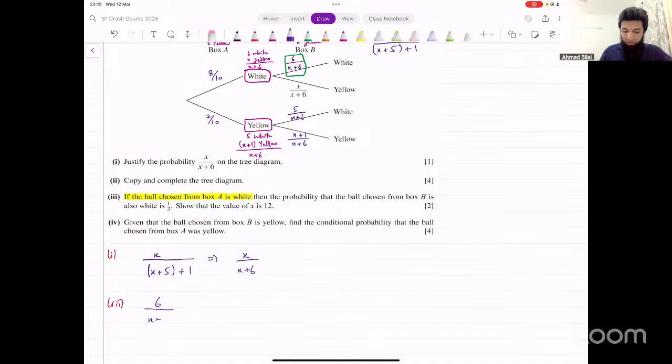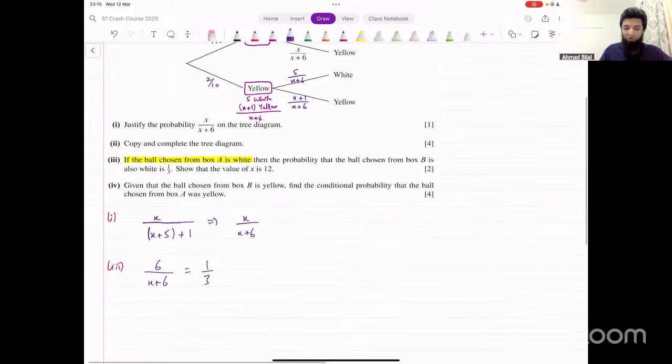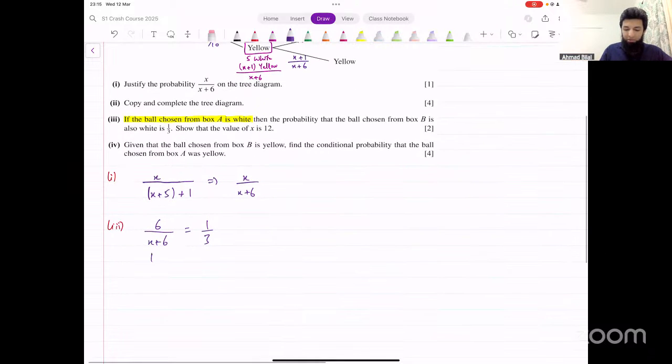6 over X plus 6 should equal 1 over 3. You solve this equation, cross multiply, you get 18 equals X plus 6. The value of X turns out to be 12, and that's what we were looking for.